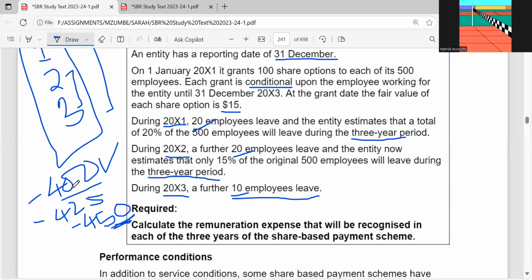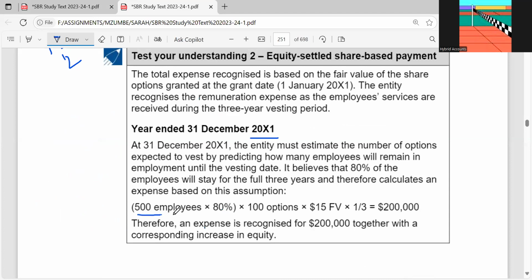The good thing is we already did this, right? I would have 400 employees. So you have this 400 here, 500 times 80%. We know the 400 already, so you don't have to worry. This is the number of employees, right? We need to know the total number of options.